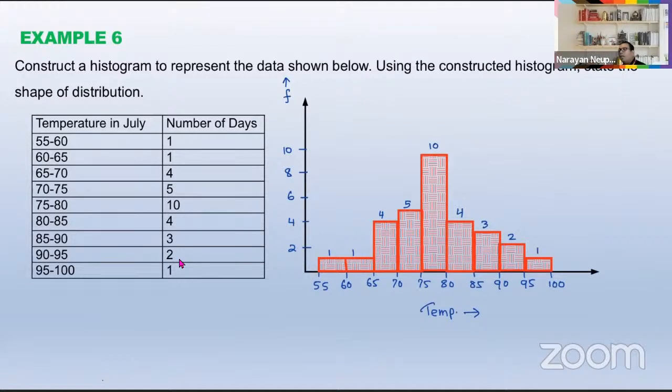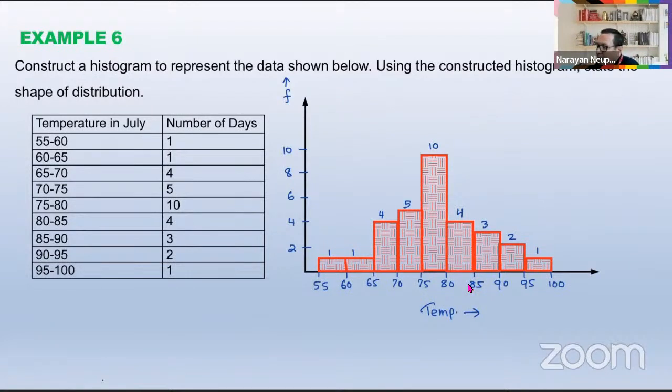So you can see that we constructed a diagram to represent the data. And the data here is the temperature in the month of July. Remember, temperature is a continuous variable, right? So because it is a continuous variable, we can represent the data like this using a histogram. So this diagram that is created here, this is called a histogram.